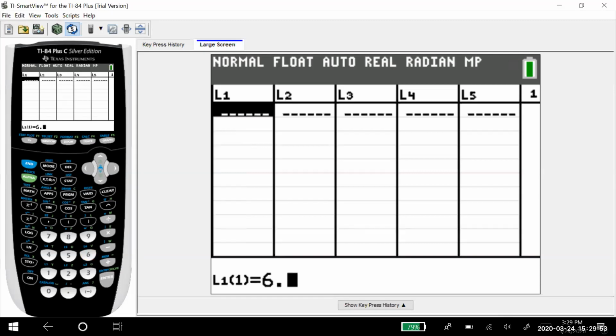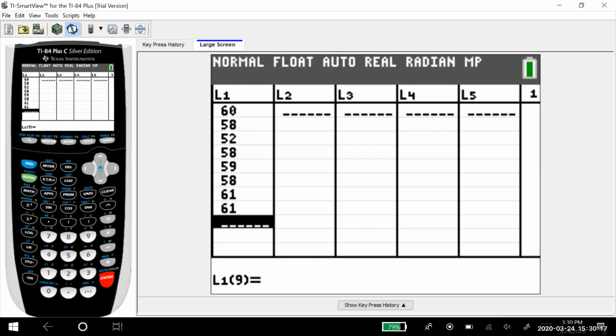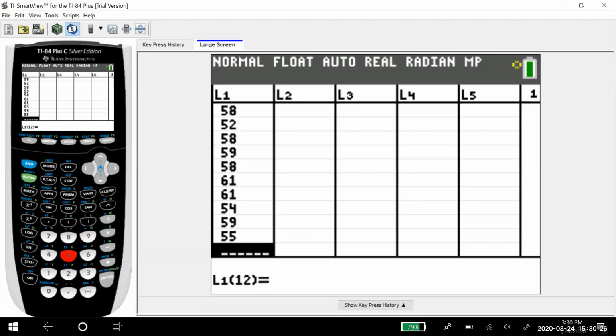60, 58, 52, 58, 59, 58, 61, 61, 54, 59, 55, 53, 44, 46, 47, 42, 56, 57, 49, 41, and 43.